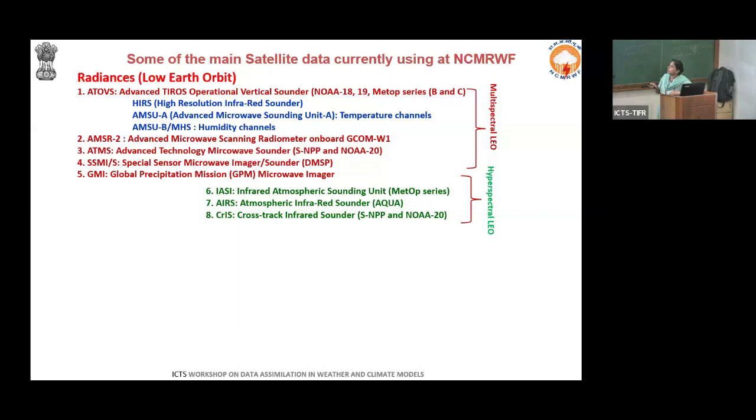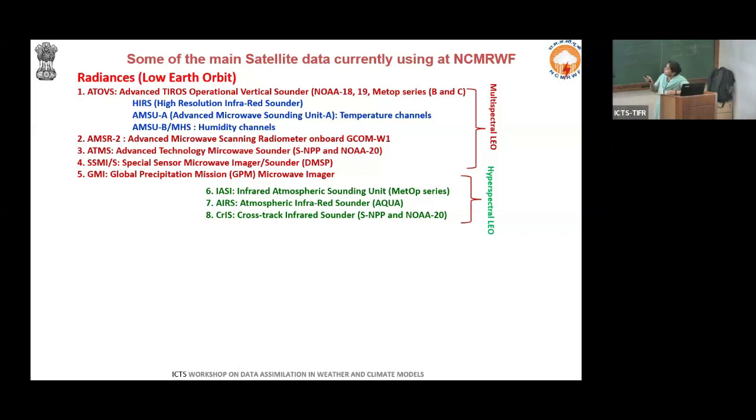We have the ATMS instrument on board 3 satellites now. One is the SNPP, another one is NOAA-20, and now in the latest satellite, NOAA-21, we also have the ATMS. And the SSMIS, the Special Sensor Microwave Imager Sounder on board DMSP, the Defense Meteorological Satellite Program by the US. We have many satellites in that F series, F17, F18, F19. And another one is the GMI, the GPM Microwave Imager.